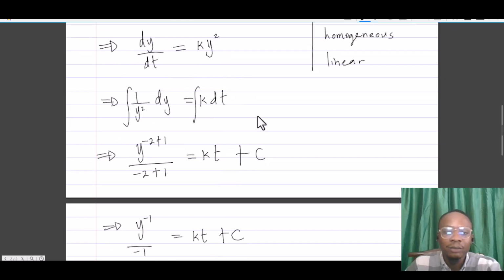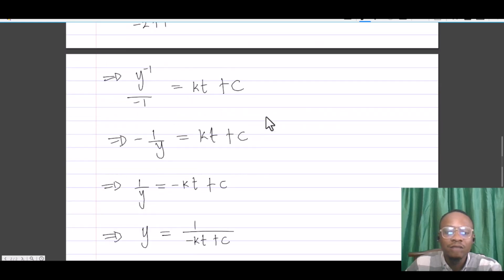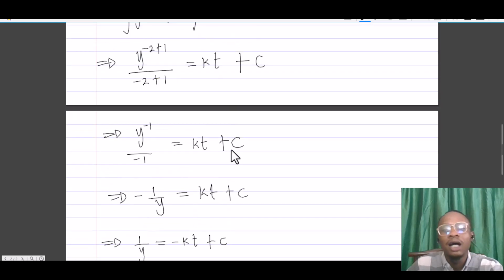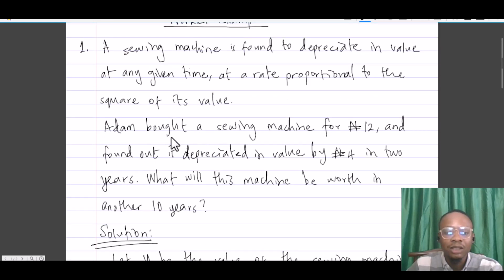So now let's go back to the question statement. Before we can evaluate the value of y, which is the value of the machine at any given time t, this will be a relation between y and t. Now it is a relation between y, t, k, and c. So we need to find the values of these constants. We need to find the value of k and also the value of c. And that is why we have been given initial values here.